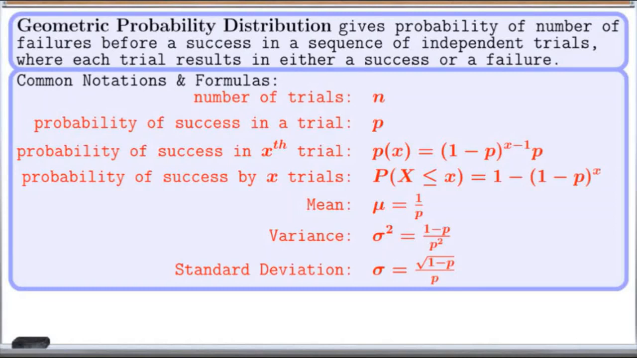Here I will talk about geometric probability distribution. First, I will define and work on an example using formula and a calculator. Let's look at this definition here.